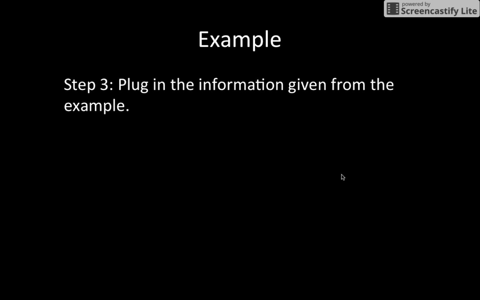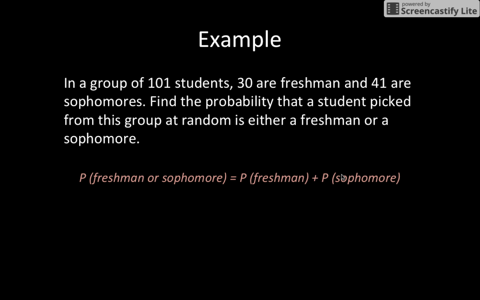Next, you want to plug in the information given from your example. So looking into the problem, we're going to see that our probability of freshmen is 30 out of 101 since it states that there are 30 freshmen. And your probability of sophomore is 41 out of 101. And that gives you 71 out of 101 students. 71 out of 101 students are freshmen or sophomores.